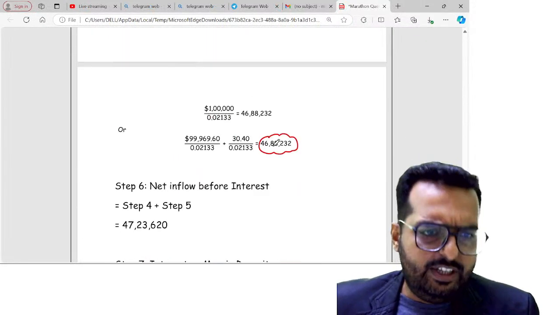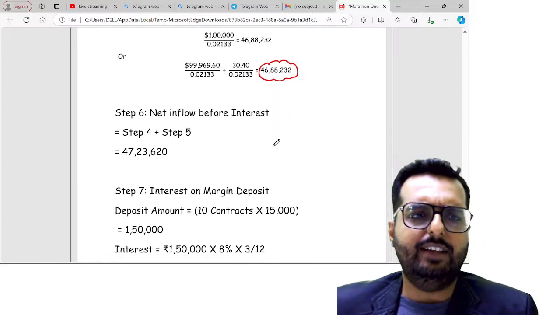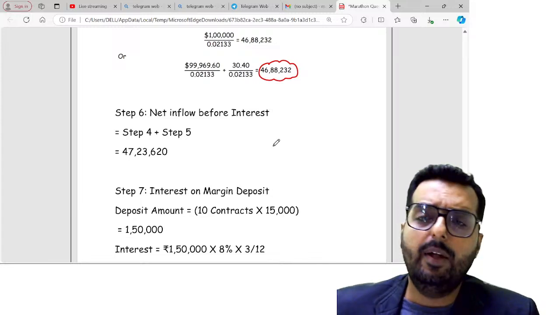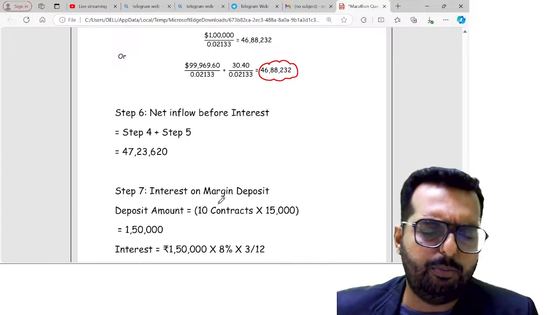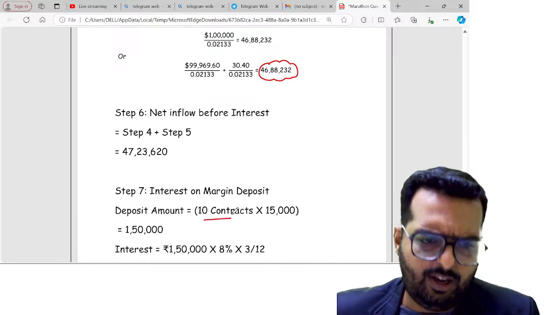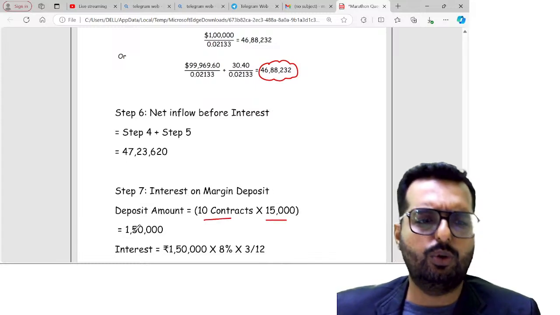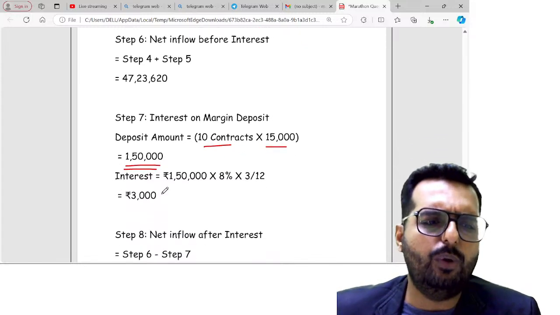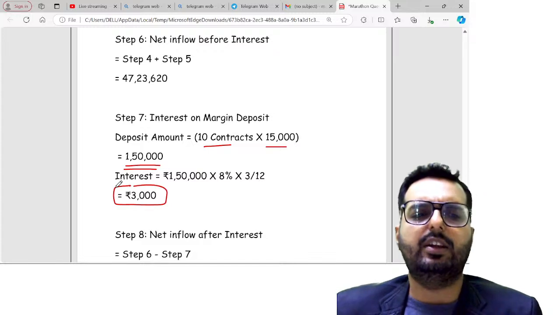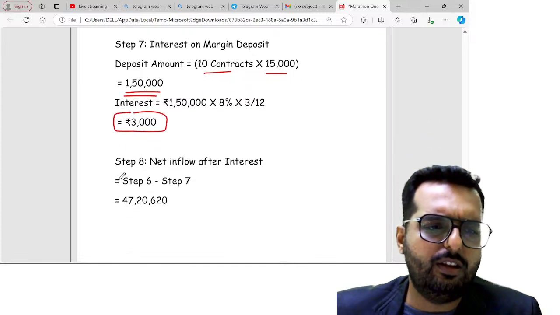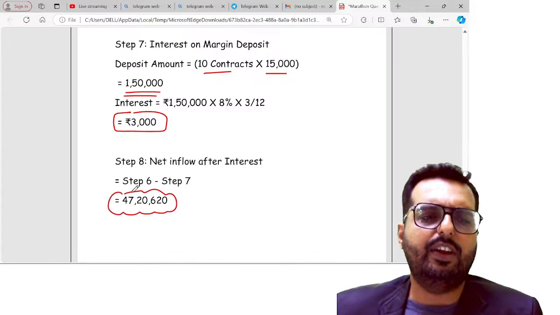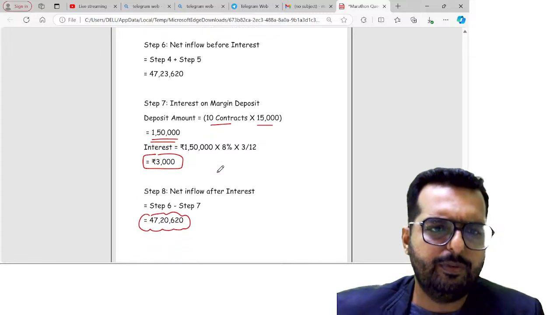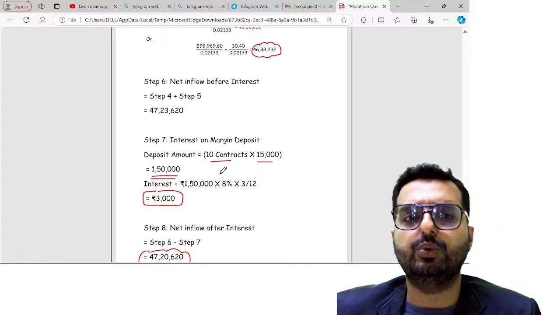Yes, friends. So once you do these three things, these are the amounts that you will get over here. Okay, so maybe you'll get 46 lakhs 88,232. Then what happens? You have put a margin deposit. Correct? We have 10 contracts. Each contract 15,000. Total value will be how much? 1 lakh 50,000. On that 8% for 3 months will give you another interest of how much? 3,000 rupees. So once you take that, you get the final answer as 47 lakh 20,620. Okay, can you write down this also in your books? This is the amount receivable under futures.